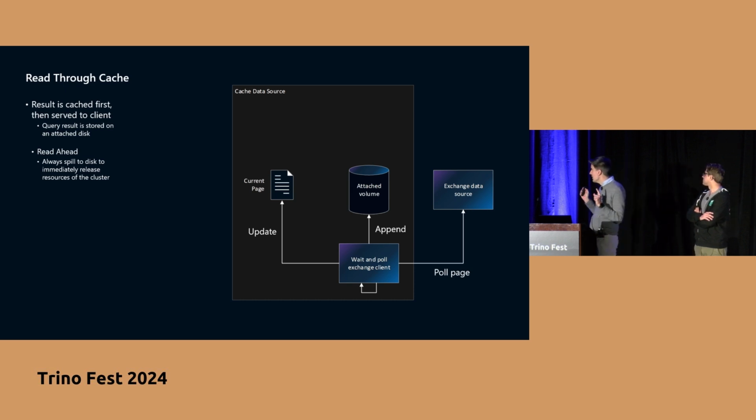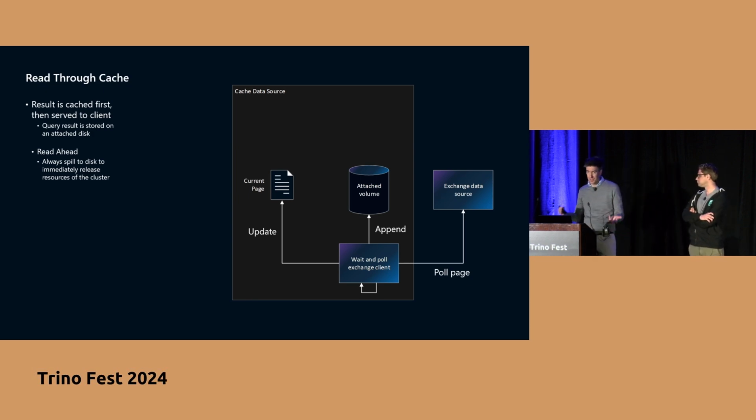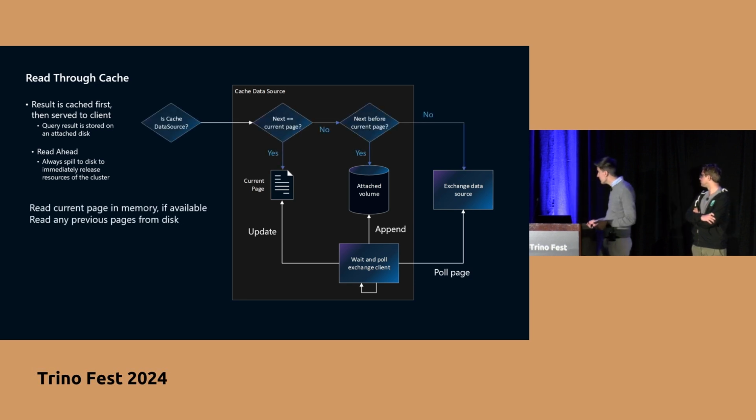This is not just a read-through cache, though. It is read ahead. Our poller is an eager reader. It's actually reading every page as soon as it's available. And the benefit here is the resources get returned to the cluster as the query completes. So we're freeing up resources from the Trino cluster.